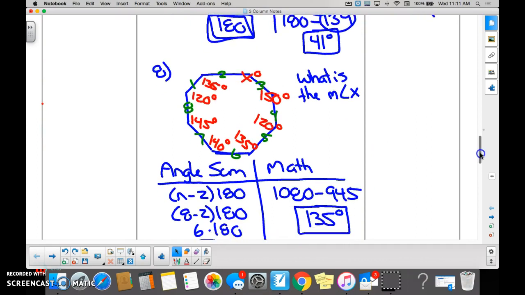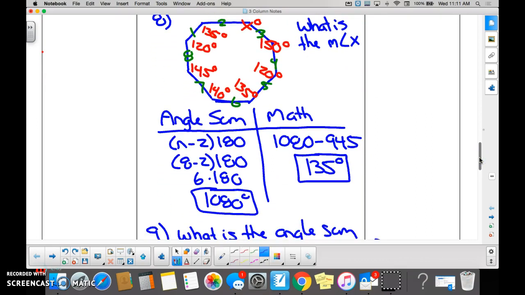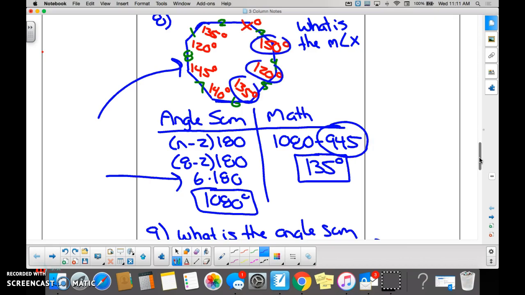What is the measure of angle X? The first thing you need to know is the total angle sum of this shape right here. How many sides does that shape have? 8. So you substitute in your 8 for the angle sum theorem, you got 1080. And then we found out that 945 would be all of these red numbers added together, right? Yes. I'm circling all of them, add them all together, you get 945. Subtract from your angle sum, and you have your missing angle.